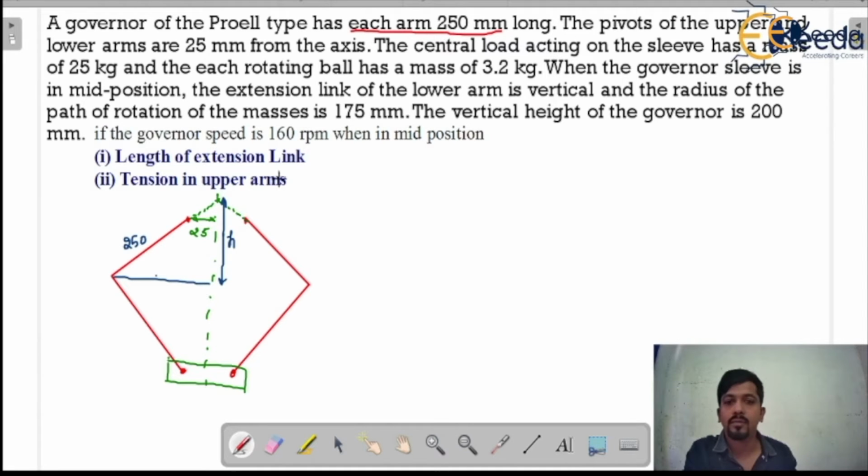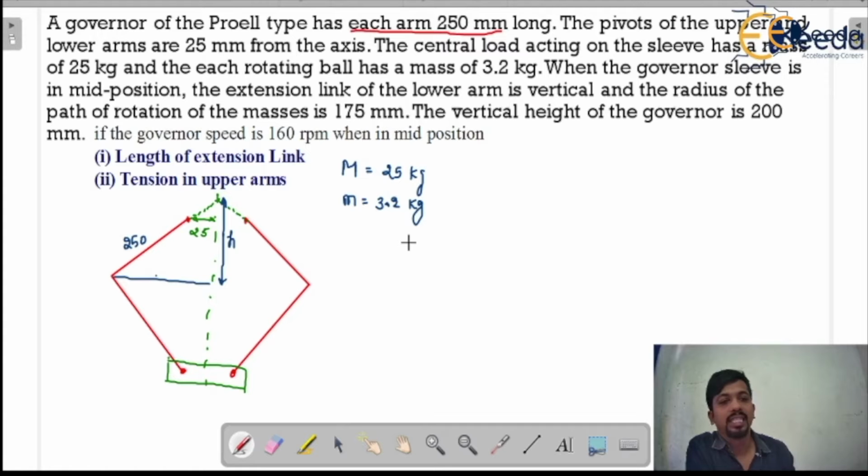Okay, the central load on the sleeve has a mass of 25 kilograms, so capital M value is 25 kilogram, and each rotating ball has a mass of 3.2 kilogram.